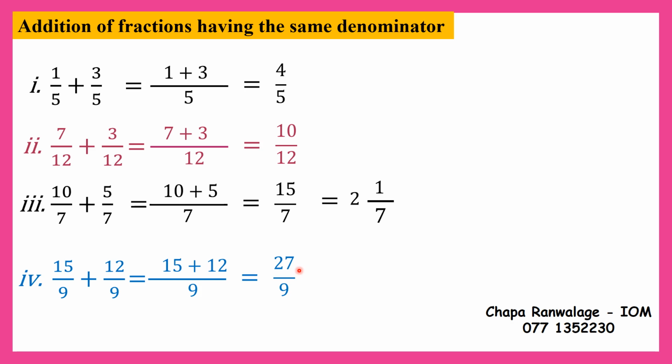So the first thing that we have to do is divide this numerator by the denominator. So 27 is divided by 9. How many 9s are in 27?